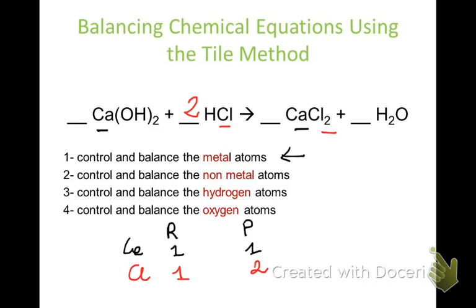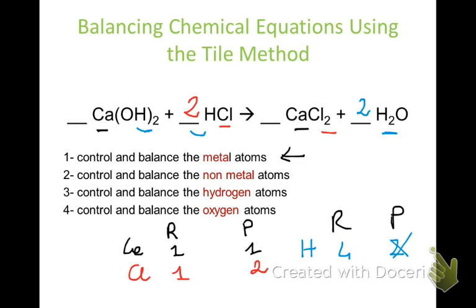Then, again, reactant and product, I control hydrogen. Hydrogen, I have 2 and 2, 4, whilst in the product I have only 2. So in order to have 4, I have to add a 2 in front of water.